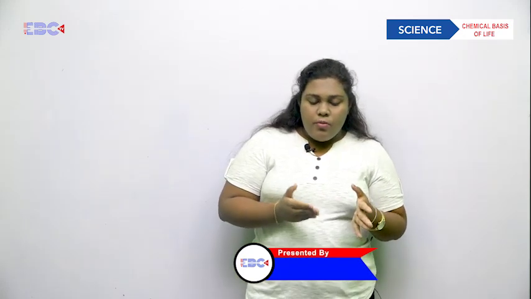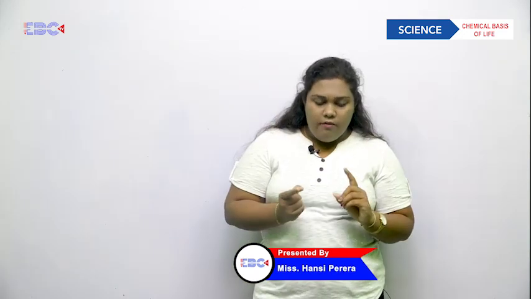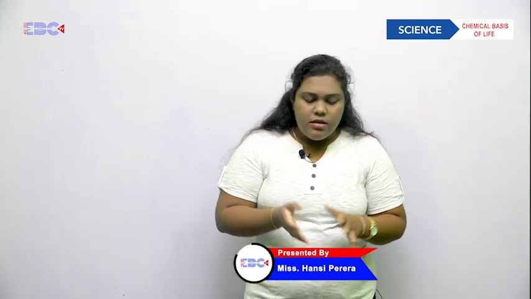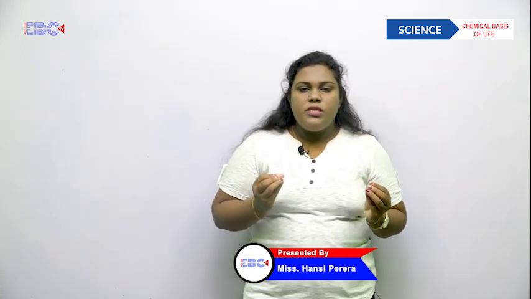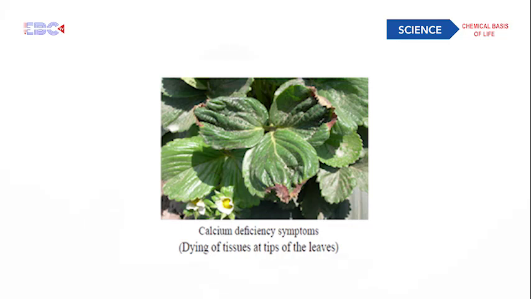Then the next element is calcium. It is a component of the cell wall. It is present in the cell wall, and it helps to maintain the structure and function of the plasma membrane. So these elements play a major role in these activities. And it helps the activity of enzymes. The major symptoms are death of tissues and tips of the leaves. I have shown another picture here which clearly shows how the tips of leaves die.